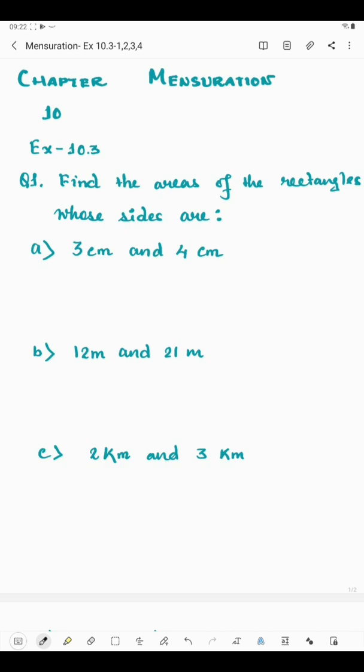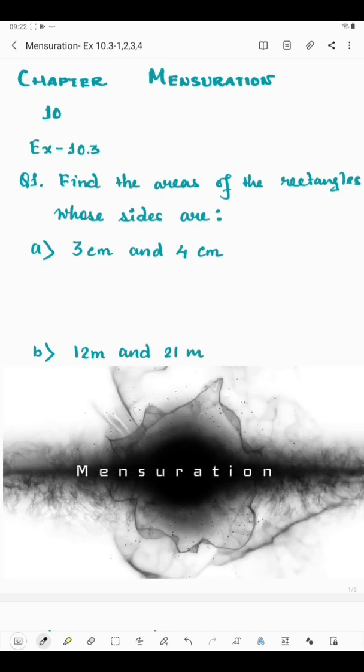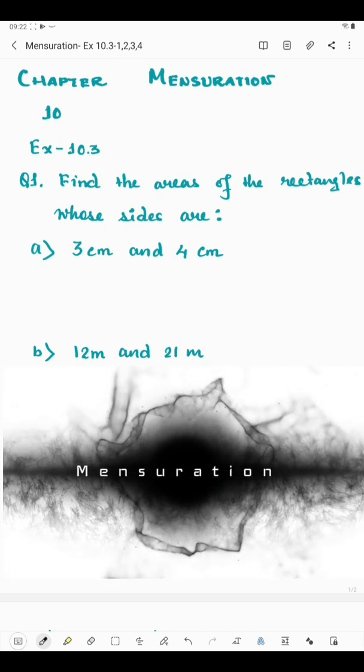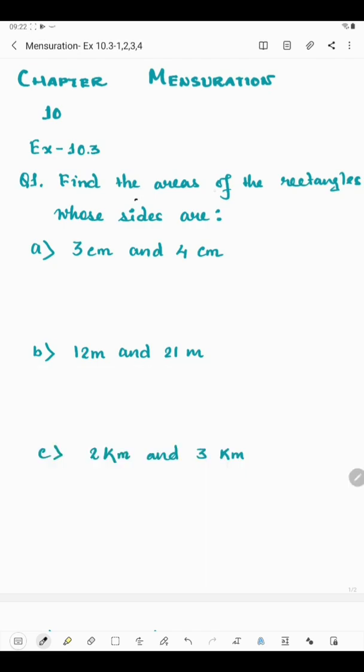Hello students, now I am going to start question number 1 of exercise 10.3. Question number 1 says find the areas of the rectangle whose sides are, in the first part, 3 cm and 4 cm. Now this is a rectangle, and in a rectangle opposite sides are equal.